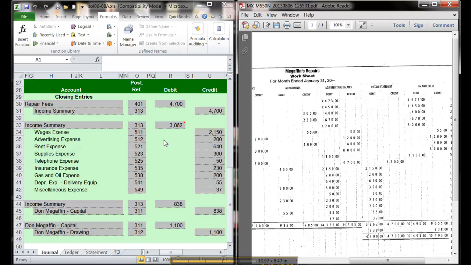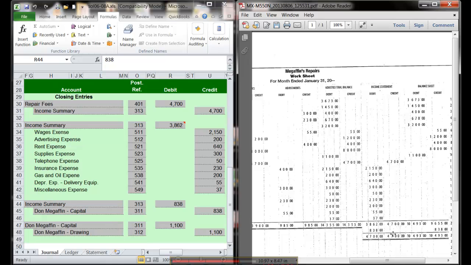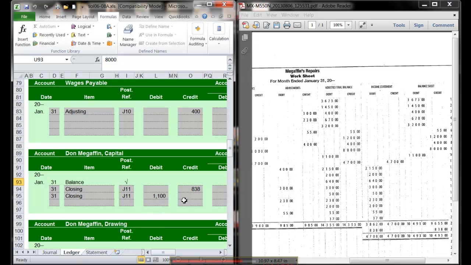So that's step 2. The next step, I'm going to close my income summary account. If you look here, I credited it for 4,700, then I debited it for 3,862. The difference of that is going to be my net income. Revenues minus total of expenses is net income, and that happens to be $838, which also happens to be your line over here, this 838. So I'll go ahead and do that. And then my drawing has 1,100 debit, so I'm going to credit it and then put that into my capital account.